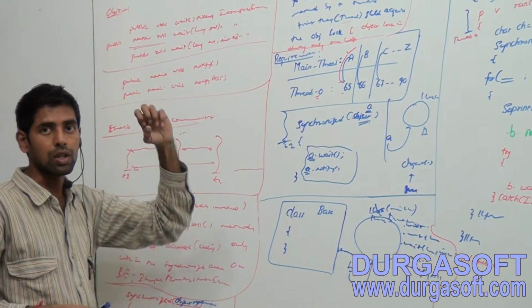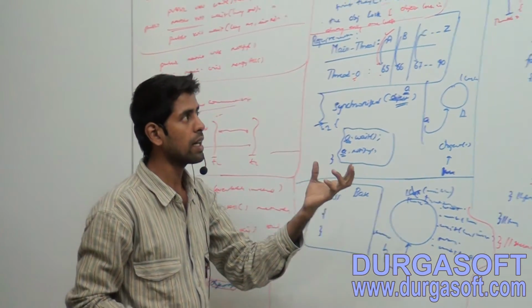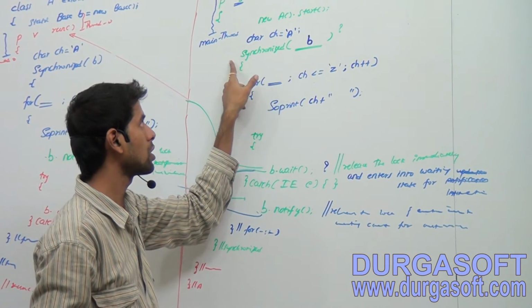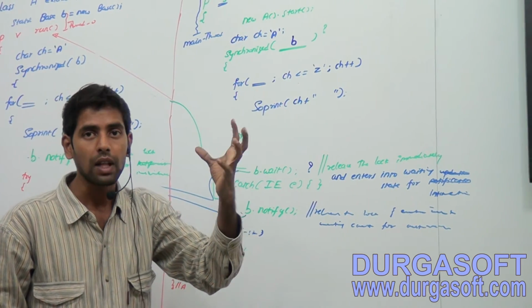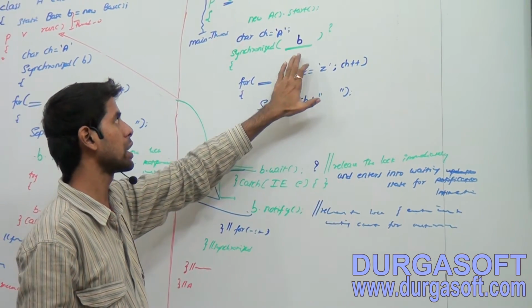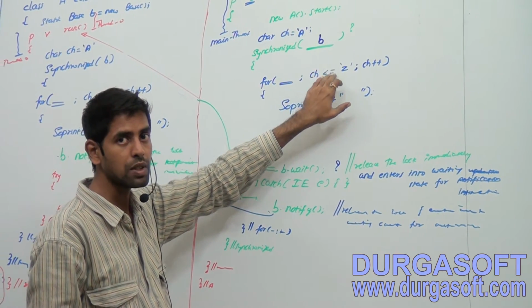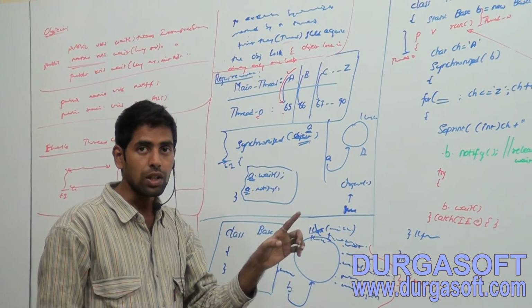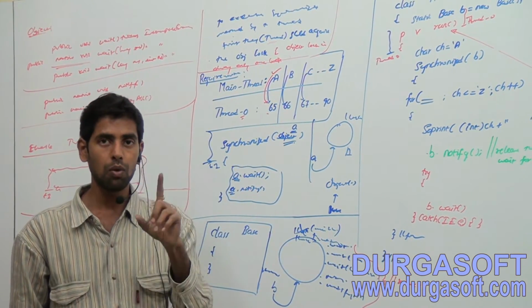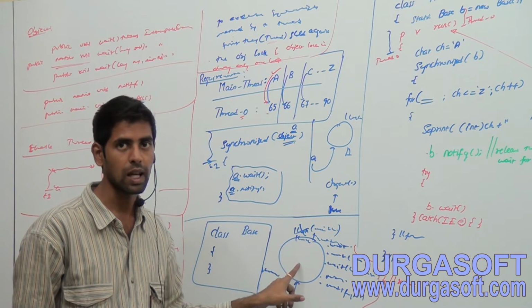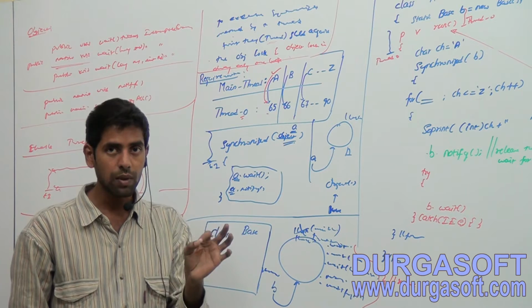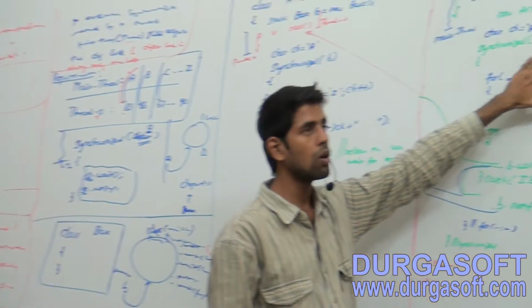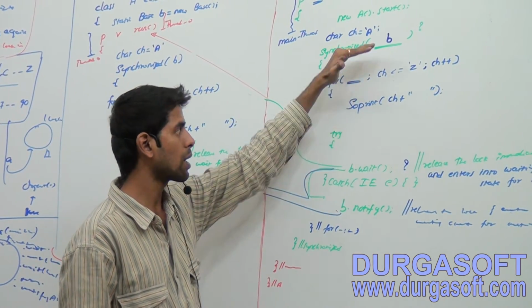The wait method will release the lock of the object. Here synchronized B, what's the meaning of this? It means the thread which executes this block should acquire the lock of that object. What is the object here? B represents the base object. Each and every object will have only one lock. I have given this knowledge to you earlier itself. So it should acquire the lock of the base class object.